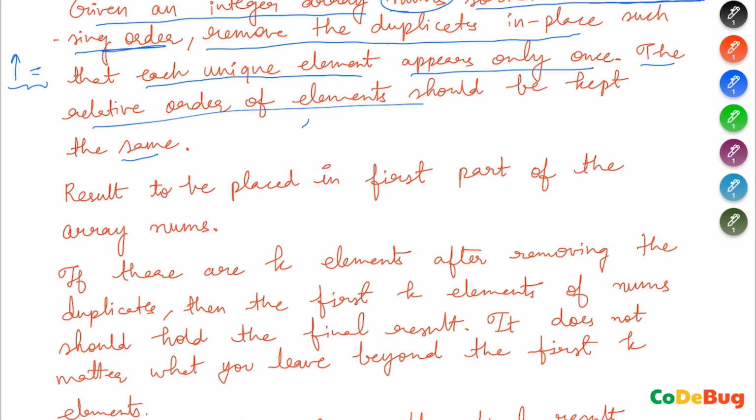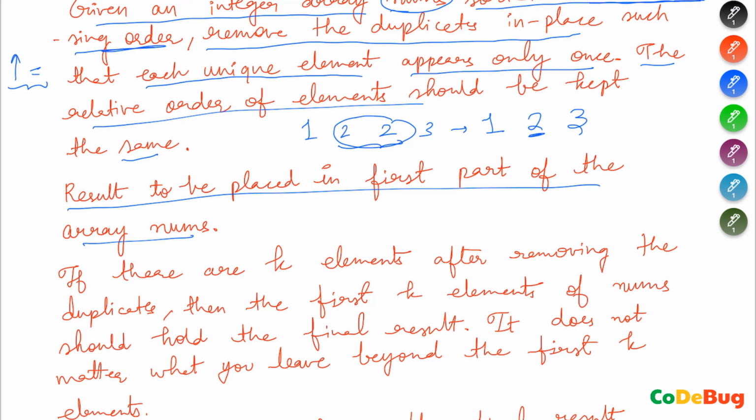So if we have something like 1, 2, 2 and 3, since these are duplicated elements, this will condense down to 1, 2, and then a 3, right? Because we need to remove the duplicate elements and make each appear only once. And we are also given the assumption that the result needs to be placed in the first part of the array nums. Here we have 4 elements, and since after removing the duplicates we will have 3 elements, only the first 3 are filled.